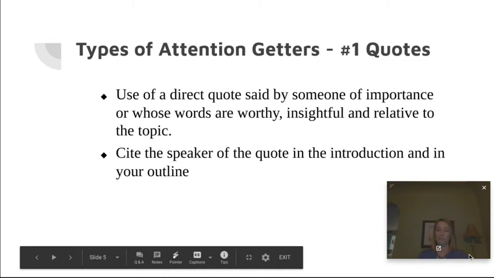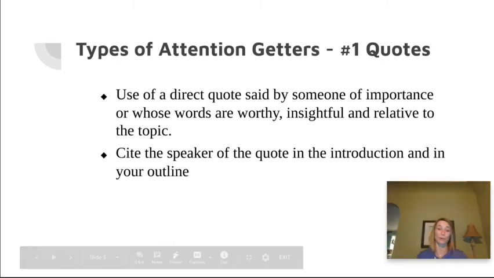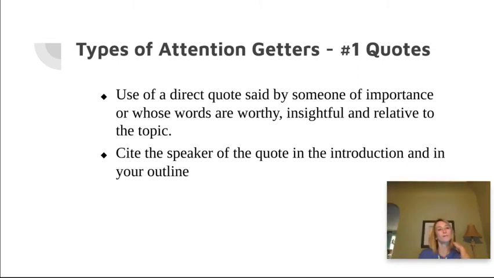The different types of attention getters. The first one is quotes or quotations, whatever you want to call it. The use of a direct quote said by someone of importance or whose words are worthy, insightful, and relative to the topic. You know what a quote is. Obviously, you're supposed to put quotation marks around it and also cite who said it. Once you cite that, then obviously you often will also have a works cited page.